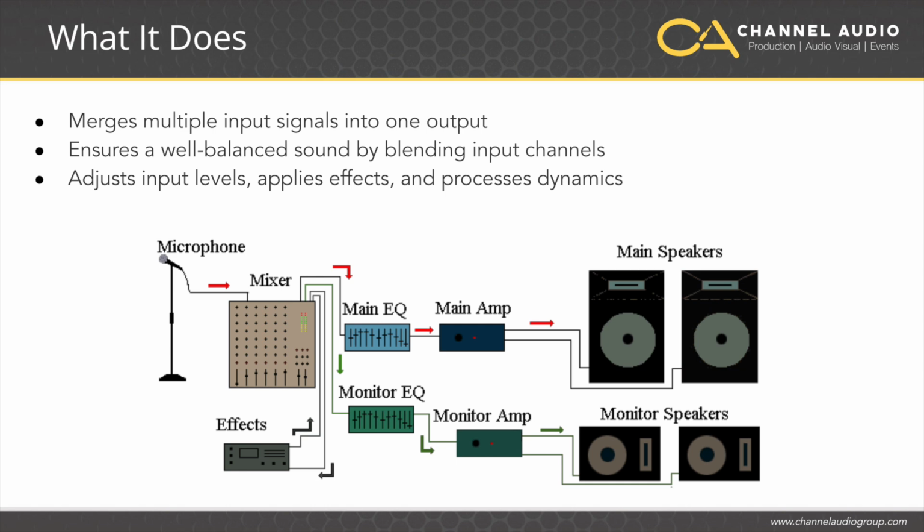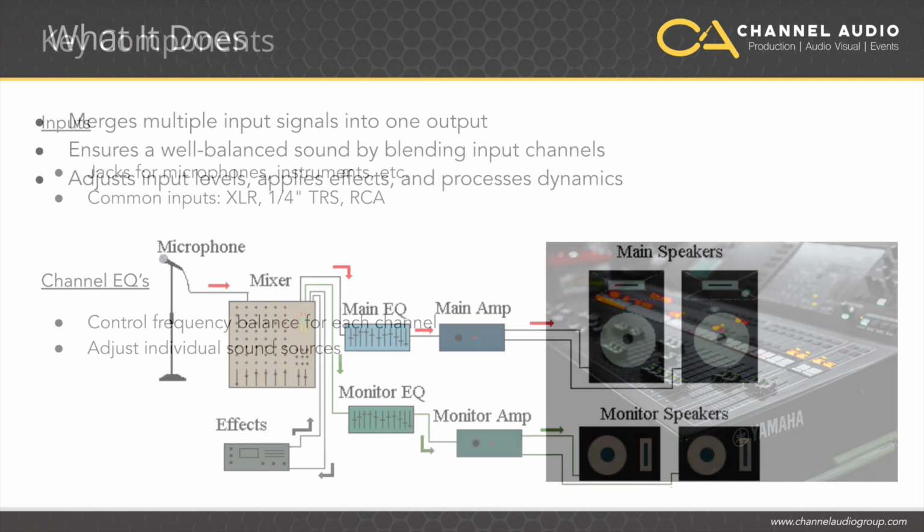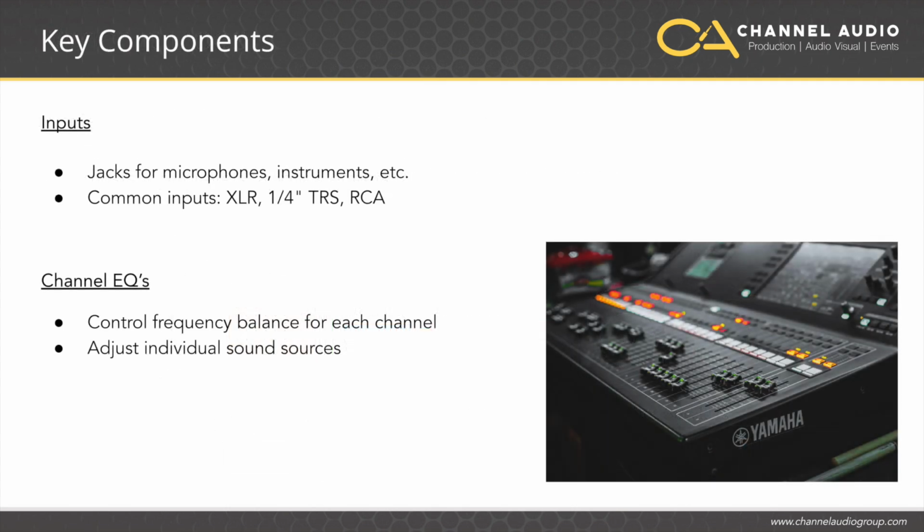So, what are the key components that make up this thing called a soundboard? First is the inputs. These are jacks or plugins where all the sound sources plug in. Audio signals typically enter the board through an XLR, a 1/4 inch, or RCA jack, the most common standard audio inputs.